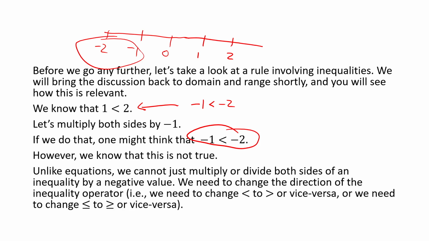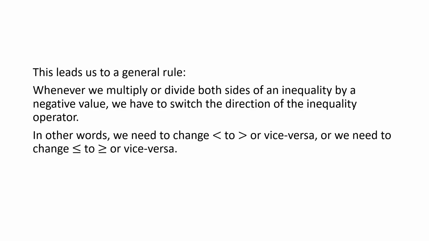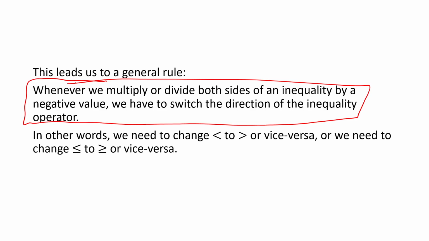So unlike equations, we cannot just multiply or divide both sides of an inequality by a negative value. We need to change the direction of the inequality operator. In other words, we need to change less than to greater than or vice versa, or change less than or equal to greater than or equal to, or vice versa. This leads us to a general rule. Whenever we multiply or divide both sides of an inequality by a negative value, we have to switch the direction of the inequality operator.